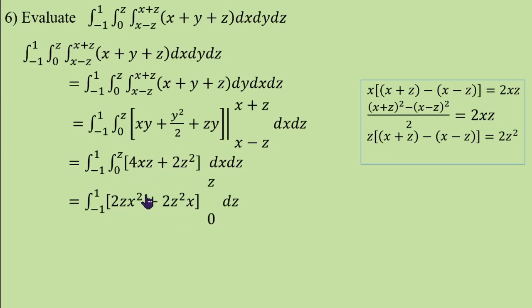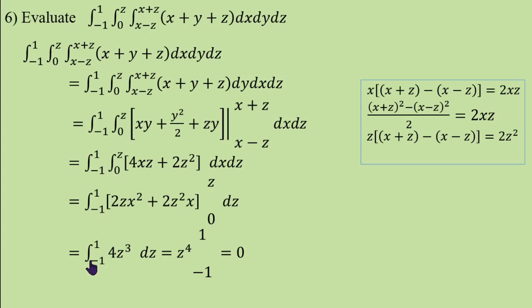4z into x square by 2, cancel to 2z x square. Now we are going to apply the limit for x from 0 to z. Upper limit is z, means x is z, then 2z into z square, 2z cube. Here 2z square into z, 2z cube, totally 4z cube. Lower limit is 0, therefore it is 0. 4z cube minus 0, that is 4z cube.